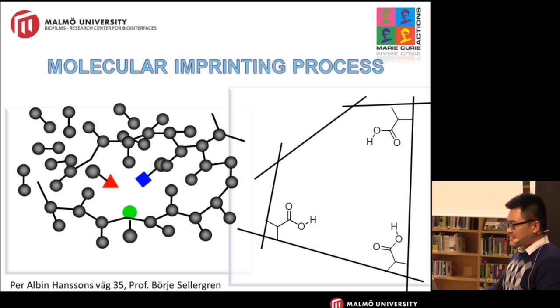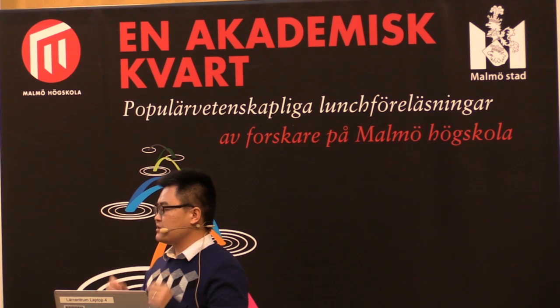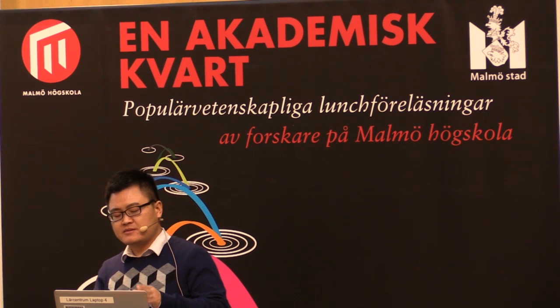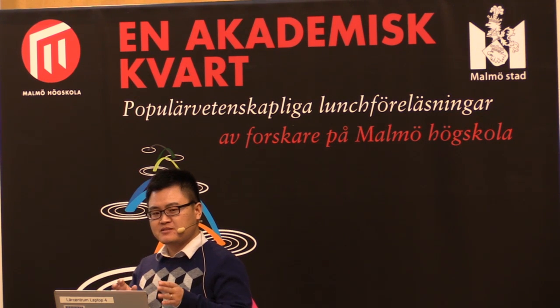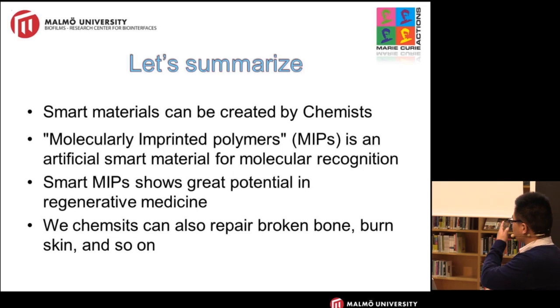Okay, time is fine, so let's summarize. It's too quick. So our chemists can create smart materials. Also, in our lab, we can create smart molecular imprinting polymers that can specifically bind to a molecule. It's called molecular regulation. Also, with these smart molecular imprinting polymers, we can use them for regenerative medicine. So this is a great potential, great promise. So finally, we say something bigger: we chemists can repair bone, repair your skin, or some other tissues, organs, and so on.